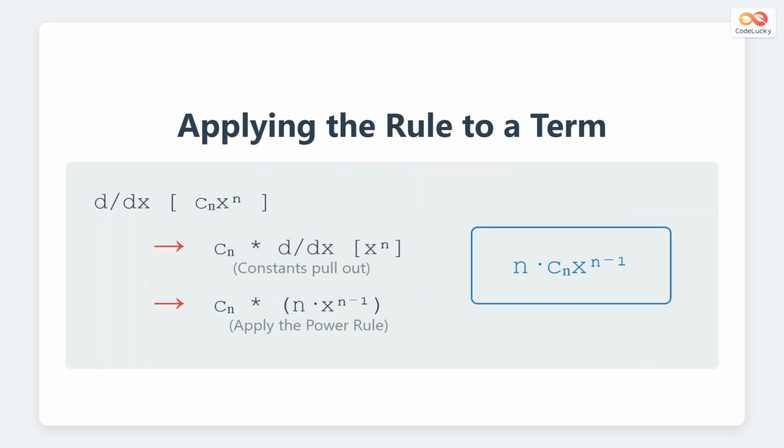Now let's apply this to a single term from our power series, c sub n times x to the n. First, since c sub n is just a constant coefficient, we can pull it out in front of the derivative. We are left with c sub n times the derivative of x to the n. Next, we apply the power rule to the x to the n part. This gives us n times x to the power of n minus 1. Putting it all together, the derivative of our term is n times c sub n times x to the power of n minus 1.